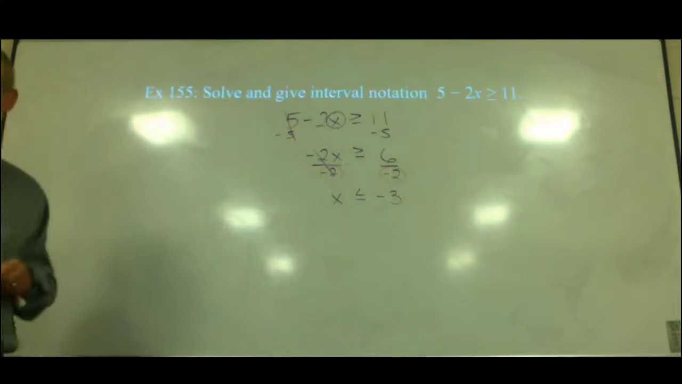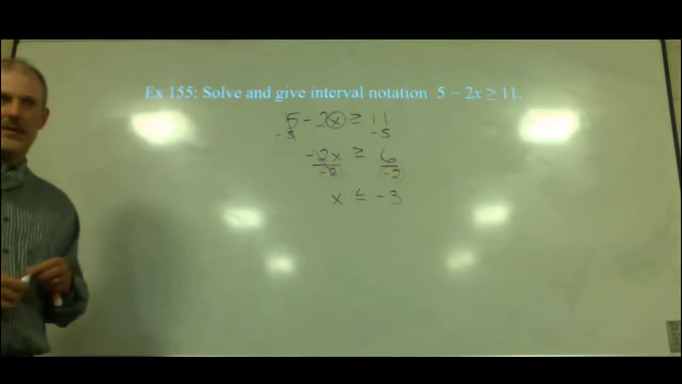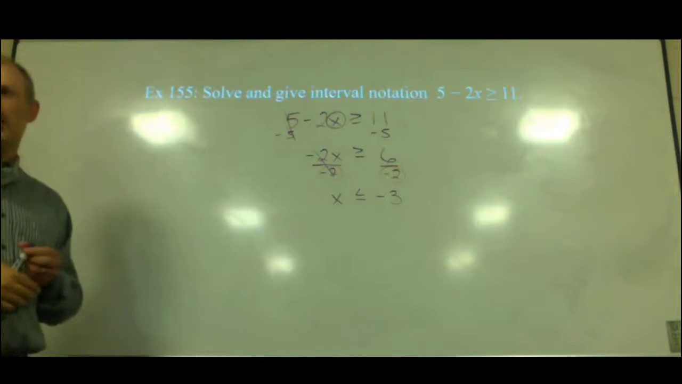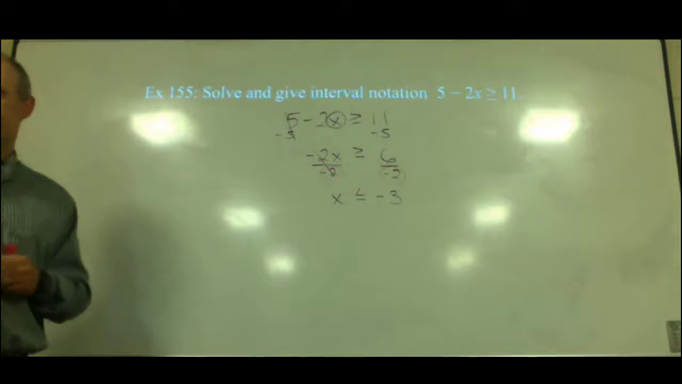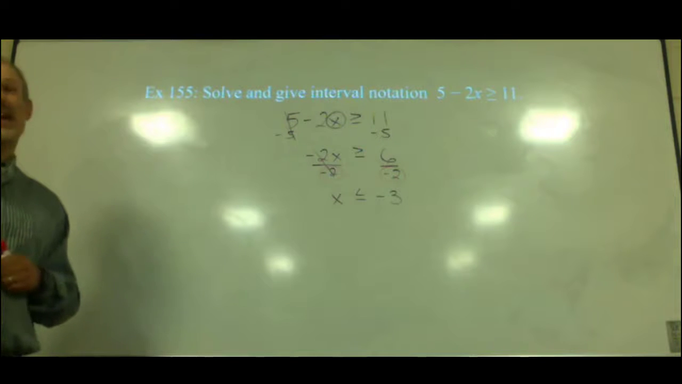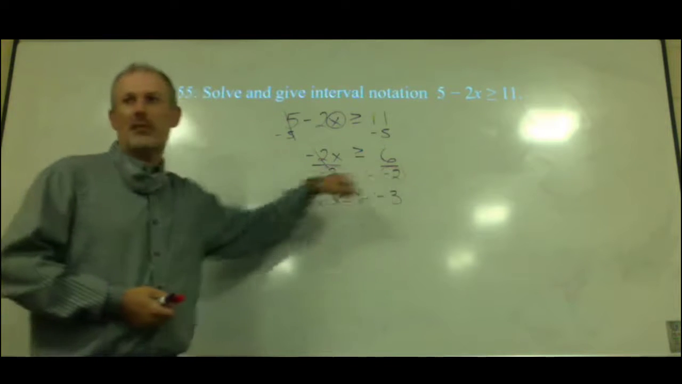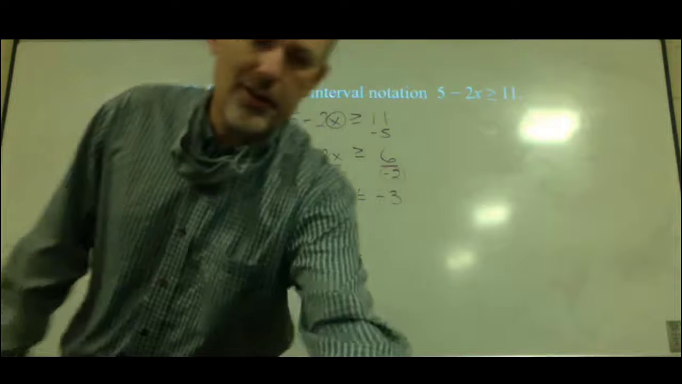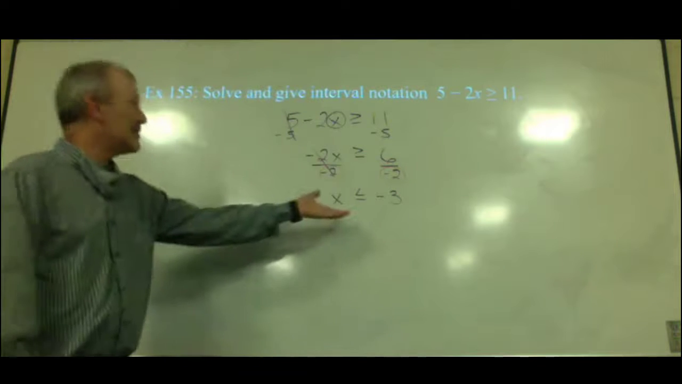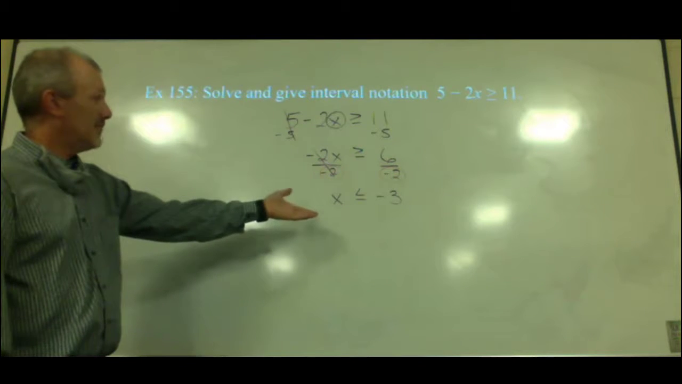Only by a negative number? Only by a negative. Multiplying or dividing by a negative number, you have to switch the sign. Not if the answer is negative; it's what you're dividing by or what you're multiplying by. Now, we've got our inequality, right? This says x is less than or equal to -3.